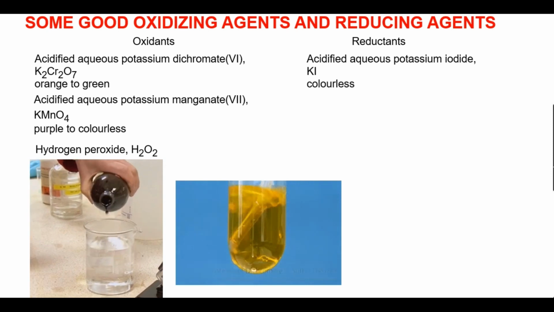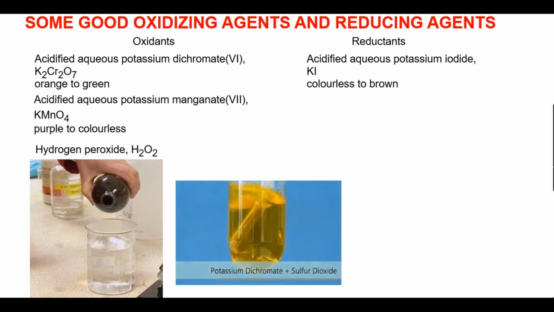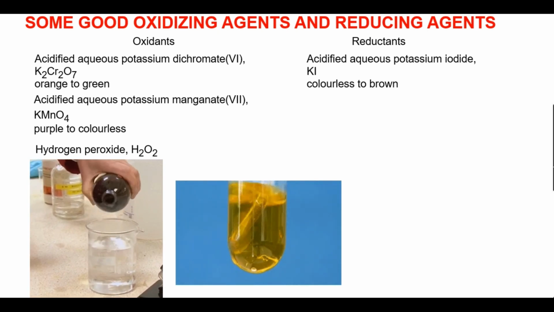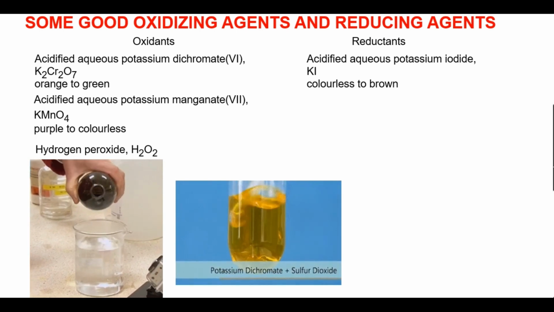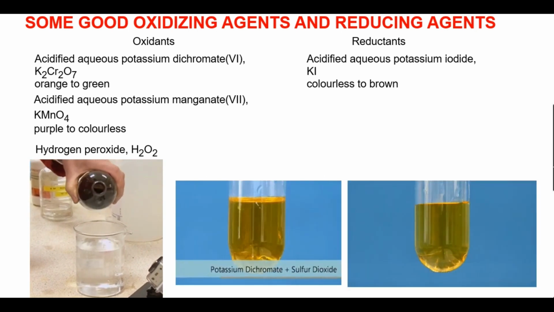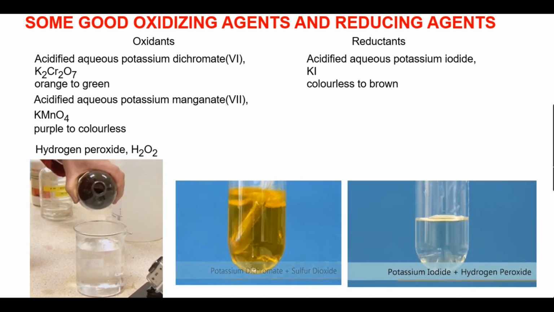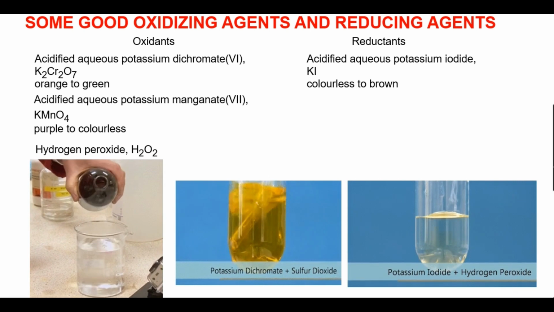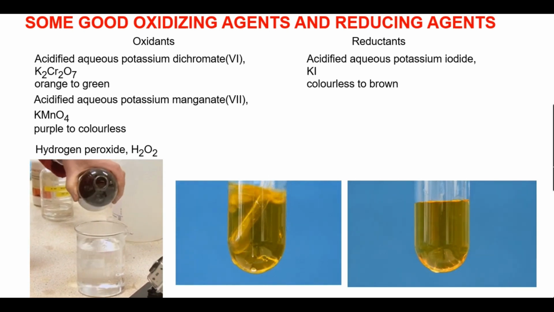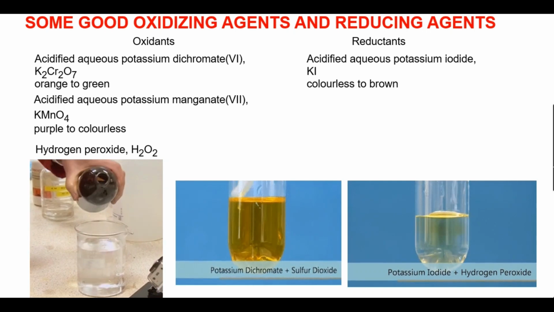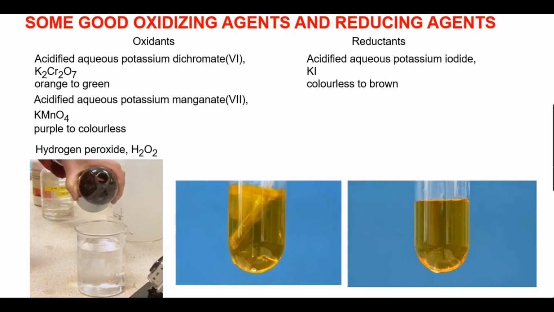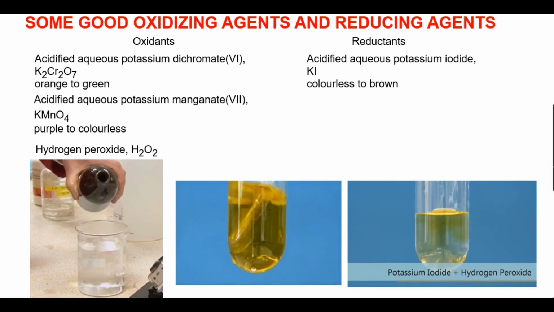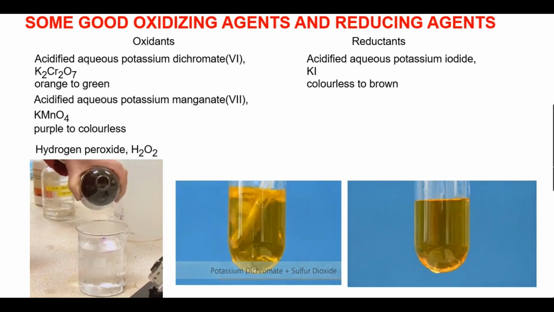A good reducing agent is aqueous acidified potassium iodide. The formula is KI, and its observation when it acts as a reducing agent is a change in color from colorless to brown. You can see here, when we add aqueous potassium iodide to a colorless solution, the color changes and turns brown. This confirms that the colorless solution which we already have is reduced. That is why we can say potassium iodide is a reducing agent.